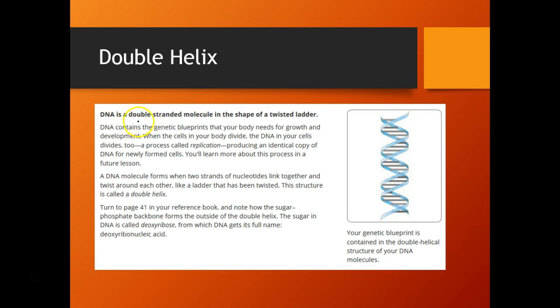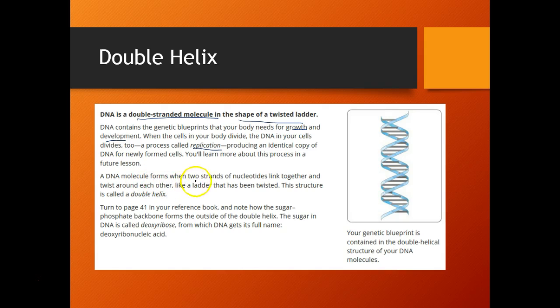So DNA is a double-stranded molecule that's in the shape of a twisted ladder. DNA contains the genetic blueprints that your body needs for growth and development. So for example, if you get a scratch, you need to replace those damaged cells with new cells, and so your DNA in your cell needs to divide as well, and that's a process called replication.